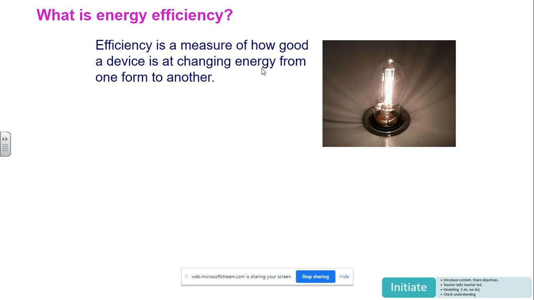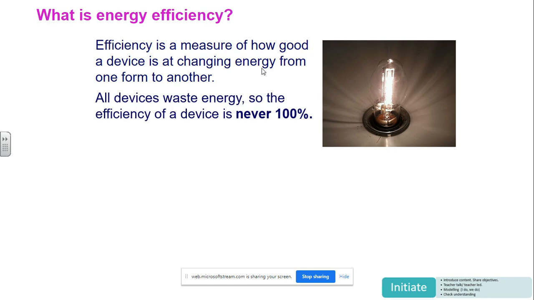So energy efficiency is a measure of how good a device is at changing energy from one form to another. That's just a simple definition of what efficiency is. If it's efficient, it's good at changing or transferring the energy into the one we want. But there's a caveat here. Nothing that we ever make or build or design is ever 100% efficient. We always lose a little bit of energy.